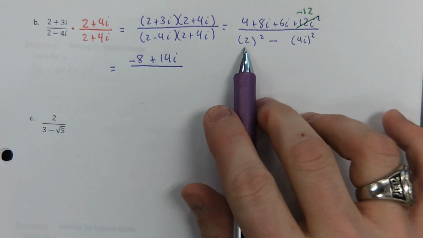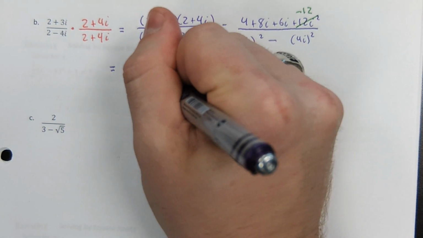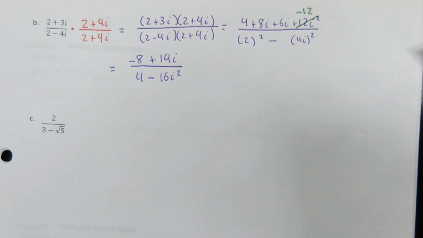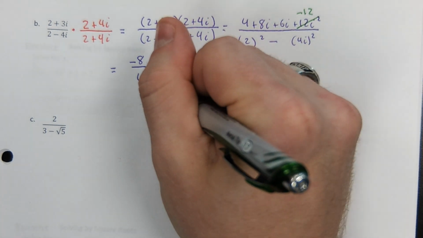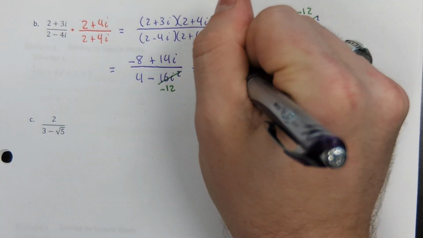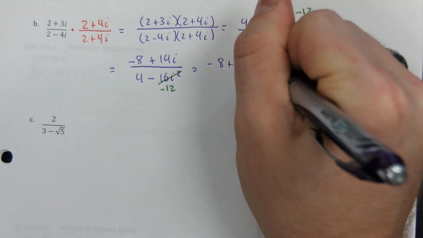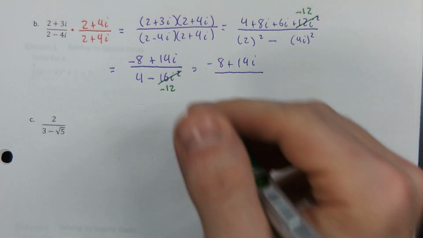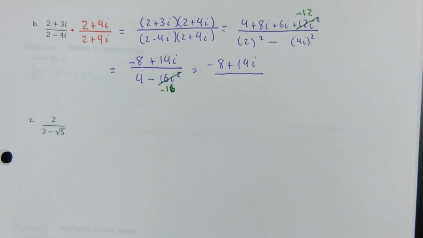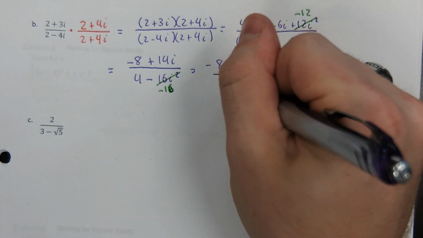I have 2 squared, which is 4, minus 16i squared, which is actually going to be plus 16 because 16i squared equals negative 16. That will give us negative 8 plus 14i over, I wrote 12, but it was supposed to be 16. My apologies. There we go. 4 minus negative 16, 4 plus 16, 20.